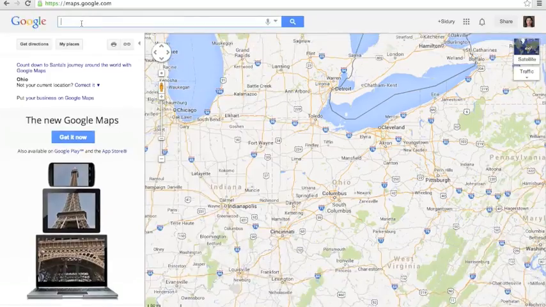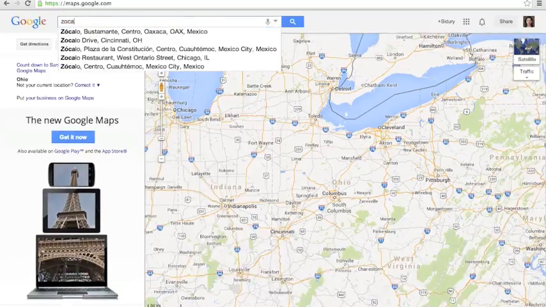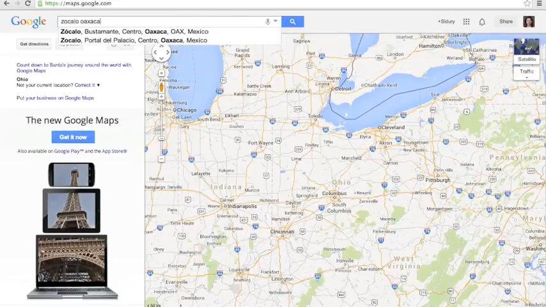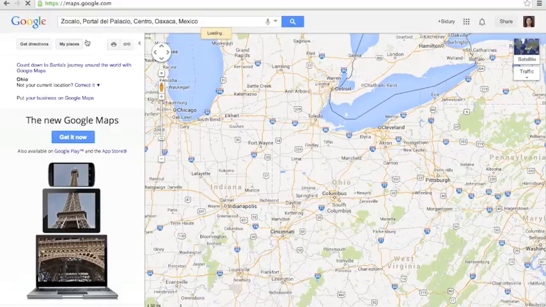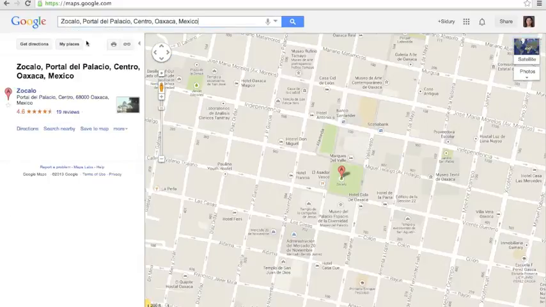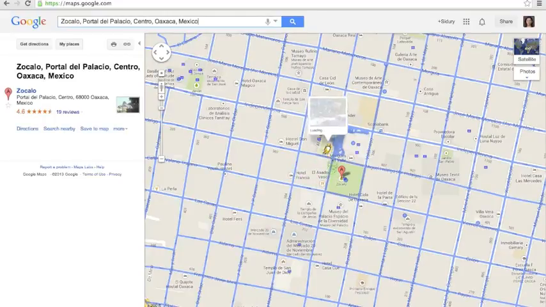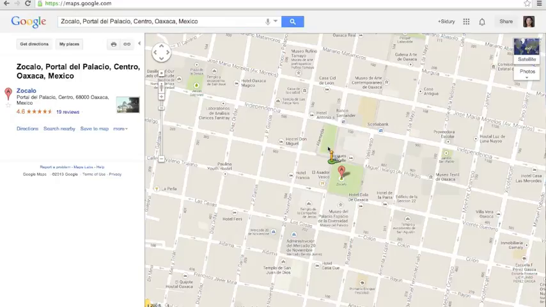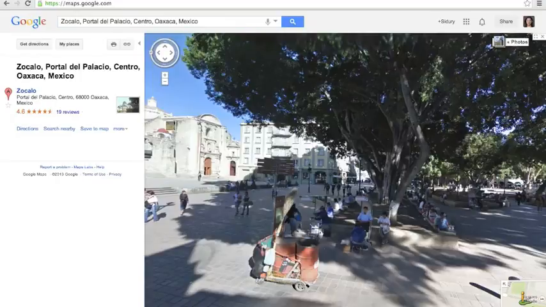Go to the site of maps.google.com and in there on the search bar, type any location you would like to see on Street View. For example, Zócalo in Oaxaca, Mexico. Once you're there, you're going to be able to see a yellow pin. When you drag the pin in, a lot of lines are going to change into blue. That means that you will be able to see any street where you drop the pin.